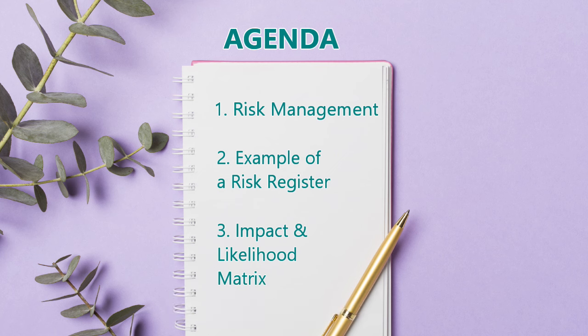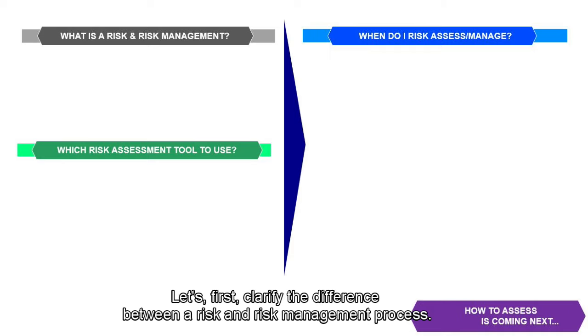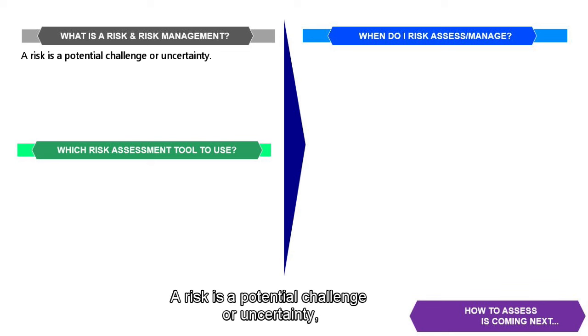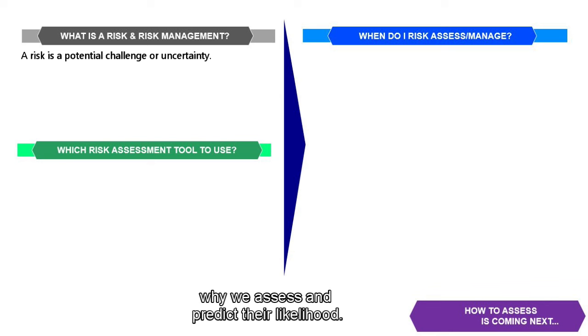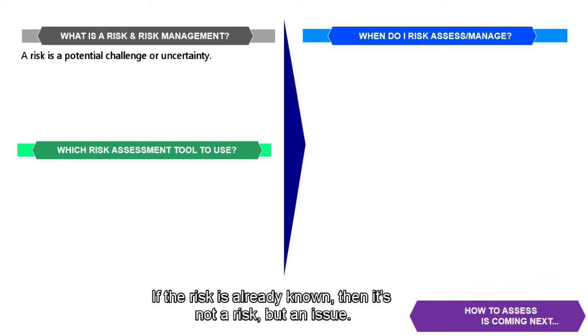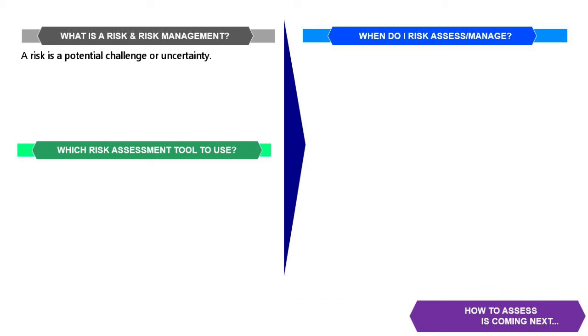Let's dive in. Let's first clarify the difference between a risk and risk management process. A risk is a potential challenge or uncertainty, a scenario that we anticipate based on various factors. This is precisely why we assess and predict their likelihood. If the risk is already known, then it's not a risk, but an issue.